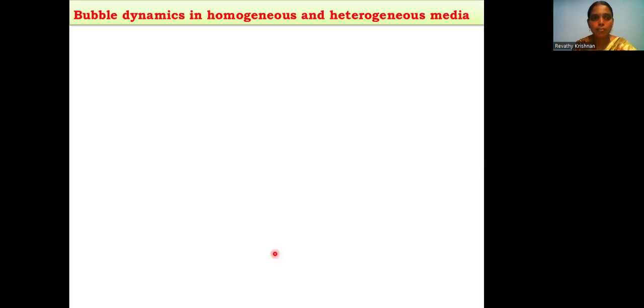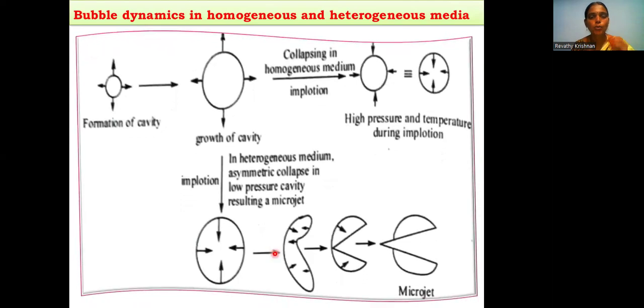And this is the bubble dynamics in homogeneous and heterogeneous medium. That is, how the bubble is formed and collapses during the homogeneous medium reaction as well as the heterogeneous medium reaction. This is representing the formation of a cavity, and the cavity gets grown. That is, the growth of the cavity is shown here.